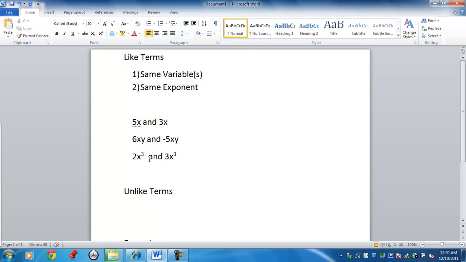Let's say, for example, you had 2x cubed and 3x cubed. These two terms are like terms because they share the same variable and they have the same exponent.